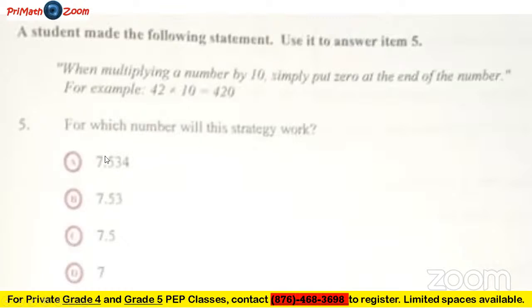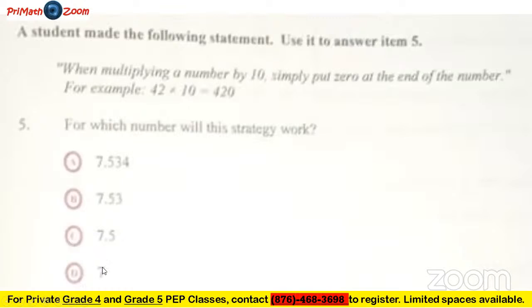So we have 7.534. If we add a 0 to the end of this number, it will not change the value of this. So it's not like we're multiplying this number given here by 10. If we add a 0 to the end of 7.53, it will not change the value either. So it's not like we're multiplying by 10. 7.5, if we add a 0 here in the hundreds place, it will not change the value, because it would not be that we have multiplied 7.5 by 10.